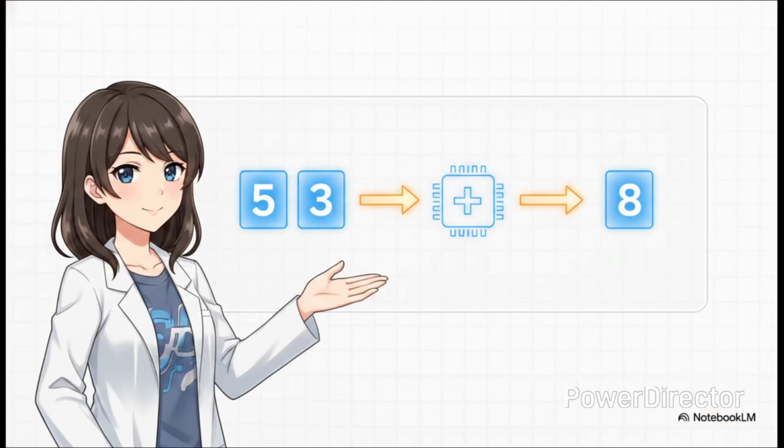So for our first example, let's take a really basic task. Imagine we need a process that asks a user for two numbers, adds them together, and then just displays the total. Super straightforward, a straight line from start to finish. No decisions needed at all.